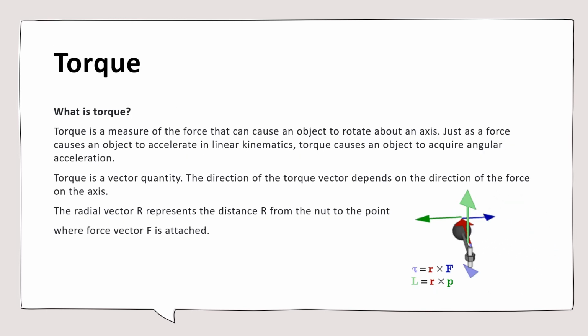Torque. What is torque? Torque is a measure of the force that can cause an object to rotate about an axis. Just as a force causes an object to accelerate in linear kinematics, torque causes an object to acquire angular acceleration. Torque is a vector quantity. The direction of the torque vector depends on the direction of the force on axis. The radial vector r represents the distance r from the knot to the point where force vector F is attached.